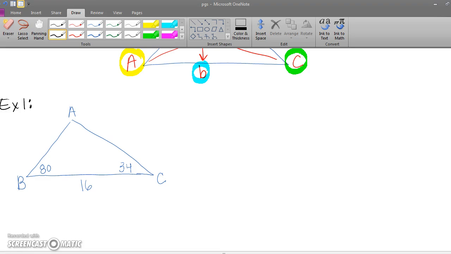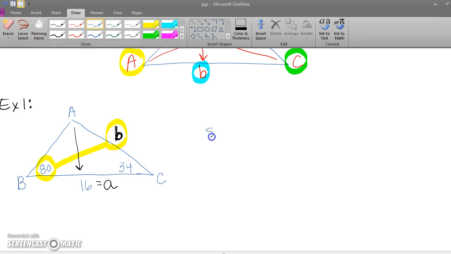In this triangle, we have triangle ABC. Angle B is 80. Angle C is 34. And we have little 16, which is actually going to be called little a. The problem is asking you to find little b. To do it, you have to have a pair. So I'm going to circle 80, big B, which goes with little b. So that's the one we're going to be solving for.